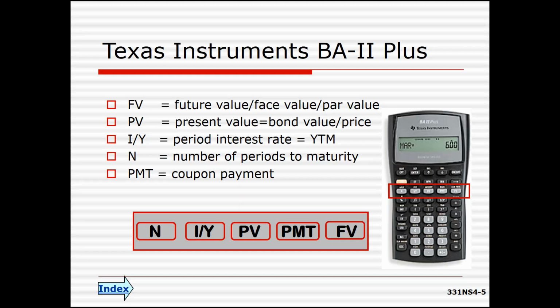We'll use the TVM keys on a TI Business Analyst 2 to value bonds. FV is the face value, usually $1,000, and it's positive. PV is the price of a bond. It's negative, what you pay to buy the cash flow stream. IY is the yield to maturity. It reflects the current market rates for similar bonds. The yield to maturity is usually equal to the coupon rate at issue, but after issue, the coupon rate is fixed. The yield to maturity changes with the market. N is the number of periods to maturity. PMT, payment, is the coupon payment.